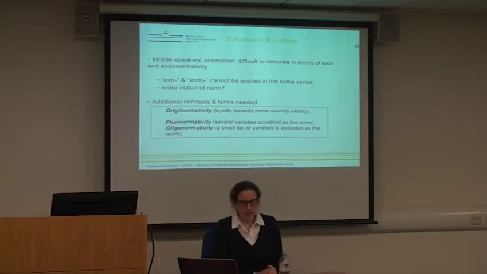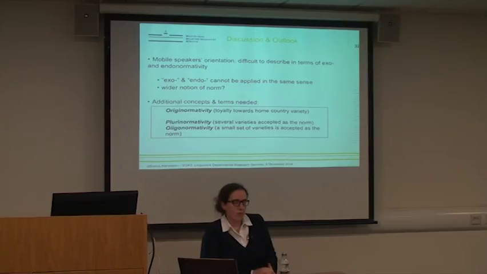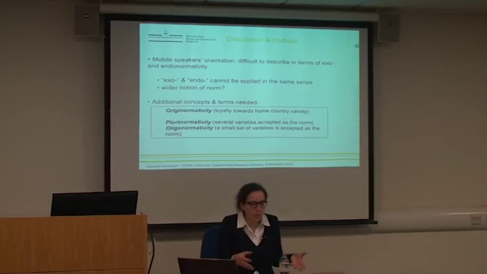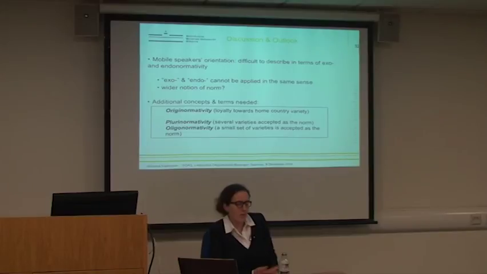So I said earlier that I find it very difficult that normative orientation is often described in terms of exo- and endonormativity. And maybe that makes sense if you look at attitudes in one particular country. It does not make so much sense if you actually look at people who move from one country to another, because what is this exo? What is outside? What is inside for these people? I mean, if you live in one country and never move out, maybe it's clear that whatever is spoken in this country is inside and whatever is spoken somewhere else is outside. But that's not sufficient for the kind of situation that I'm looking at. So it's really difficult to describe the situation in these terms.